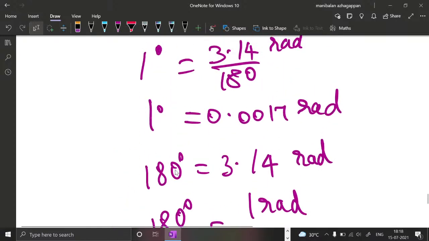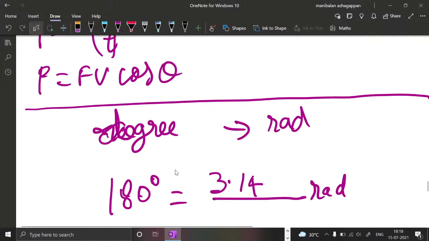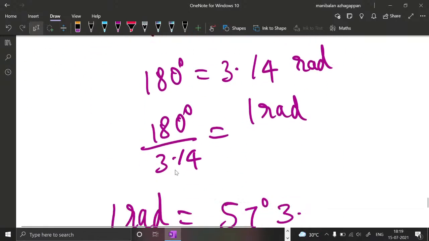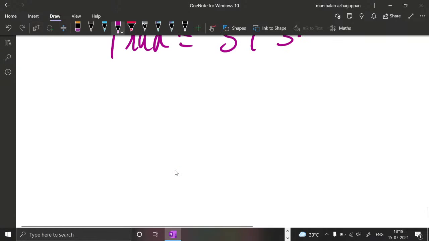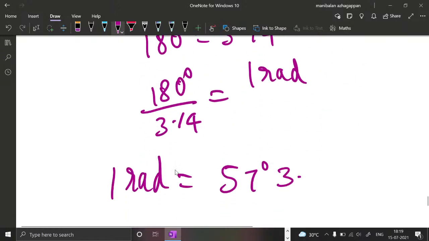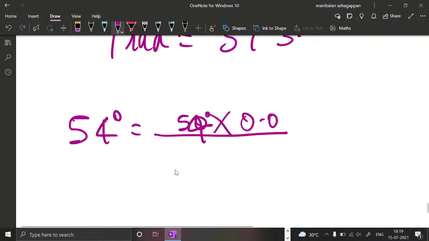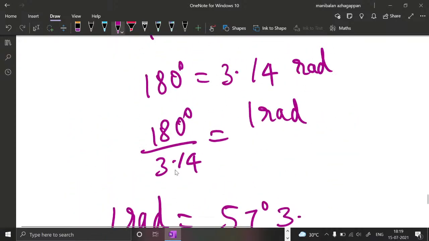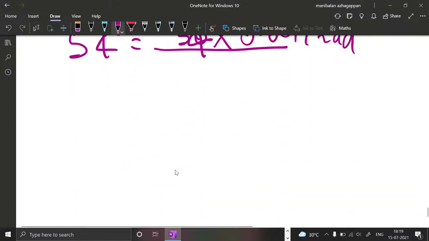Okay, so this is a logic you definitely require when you are doing rotation motion problems. In case they give 54 degree is equal to dash radian, I already know 1 degree is how many radian? It's going to be 0.017 radian. Like that, you can easily do the calculation. Now the next comparison, equation of motion.